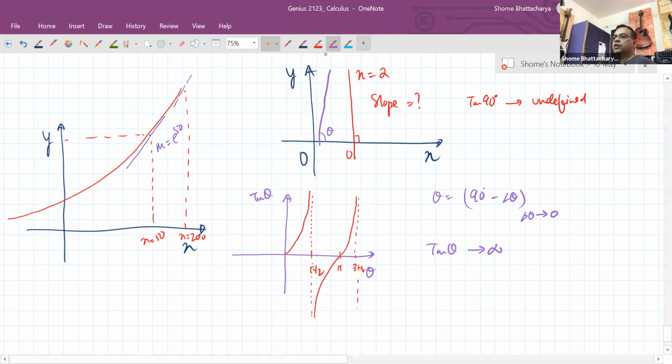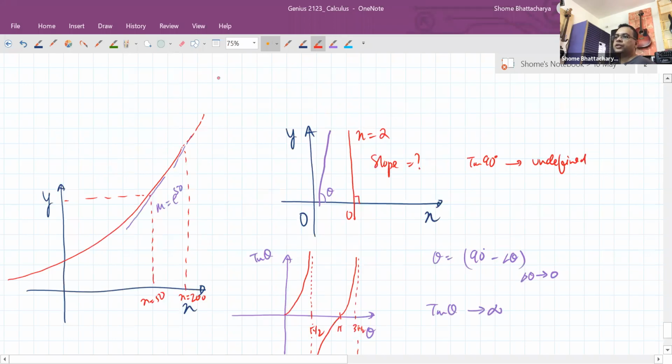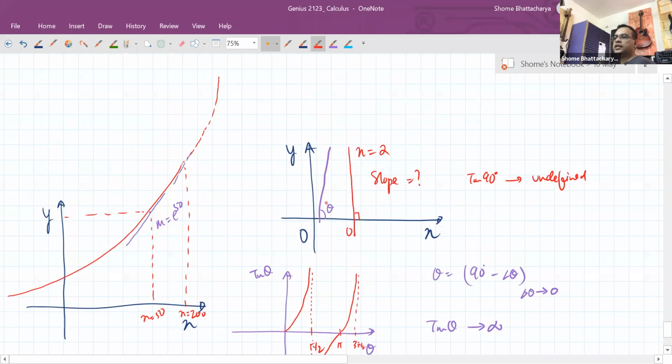Yes, sir. So now as x is becoming larger and larger, like 10,000, 1 million, tending to infinity, this curve will almost tend to become vertical, like this line is tending to have theta equal to 90. Like this curve will tend to become vertical. So the slope of the tangent will tend to become infinity. Okay, beta. So this point is clear?